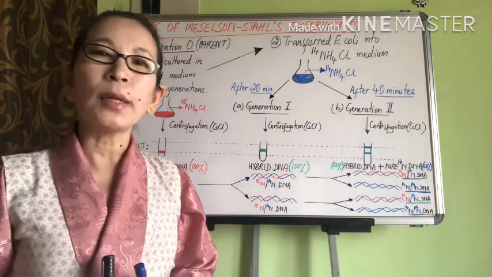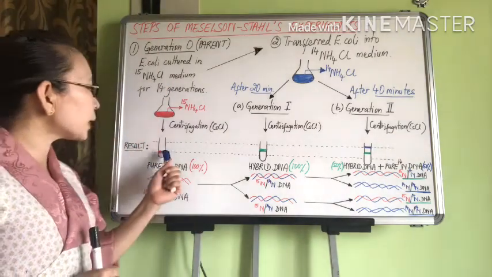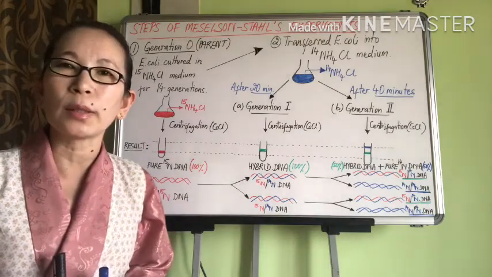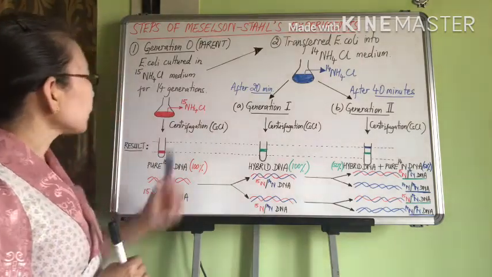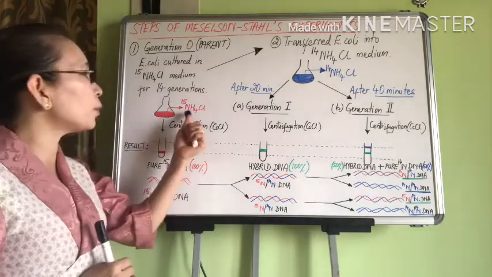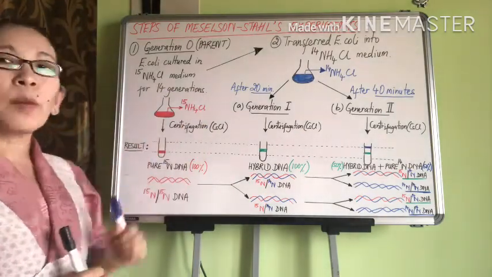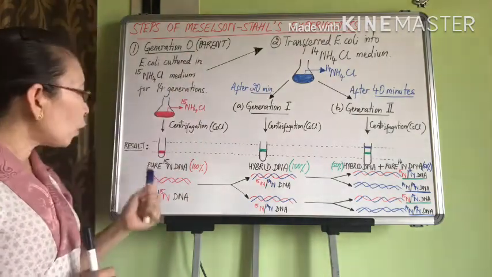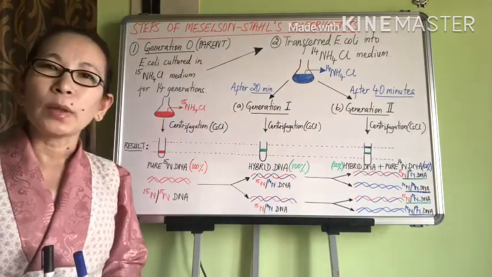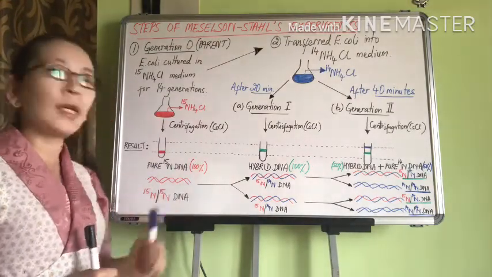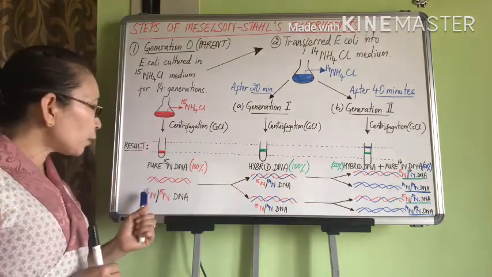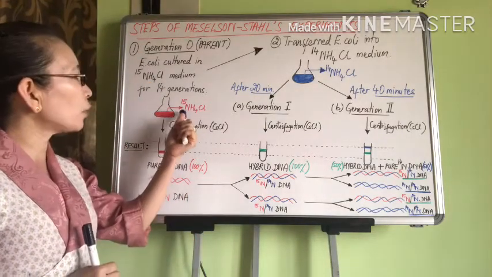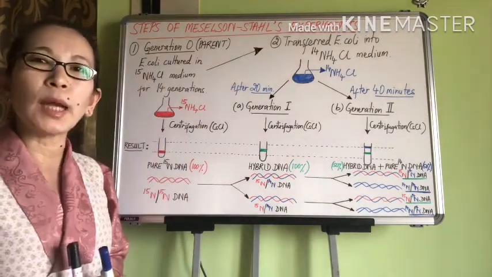And as expected, in their result, they obtained a single band of DNA which was located at the bottom position of the cesium chloride solution. This showed that after 14 generations in the N15 medium, the DNA composition of generation 0 or parental E. coli were all pure N15 DNA, which is to say that both of the strands in these DNA had N15 heavier isotope.